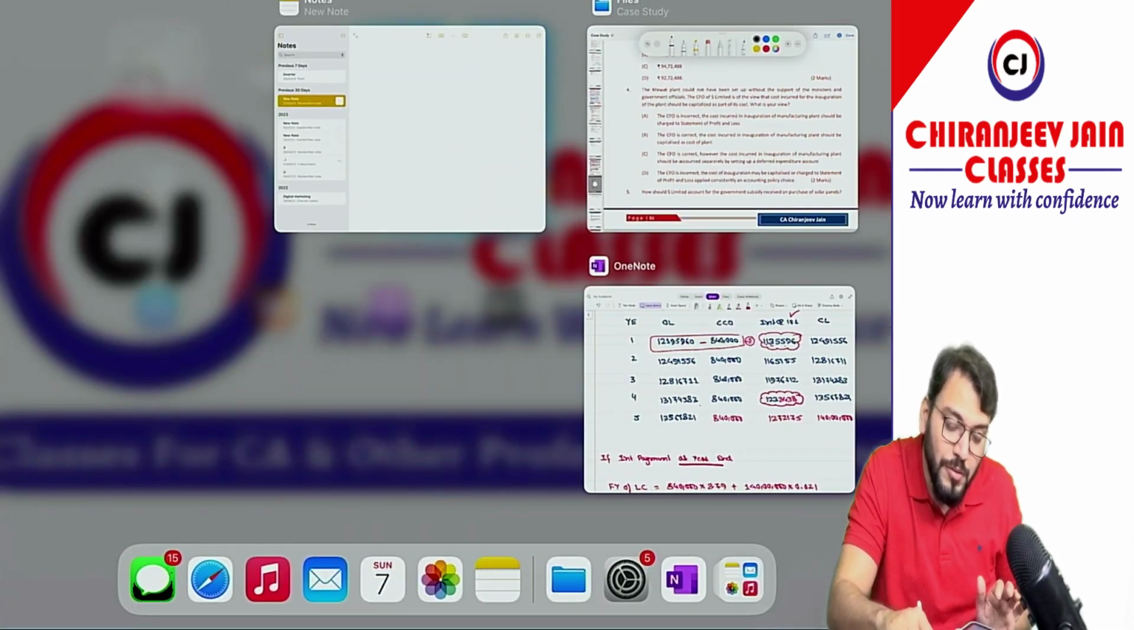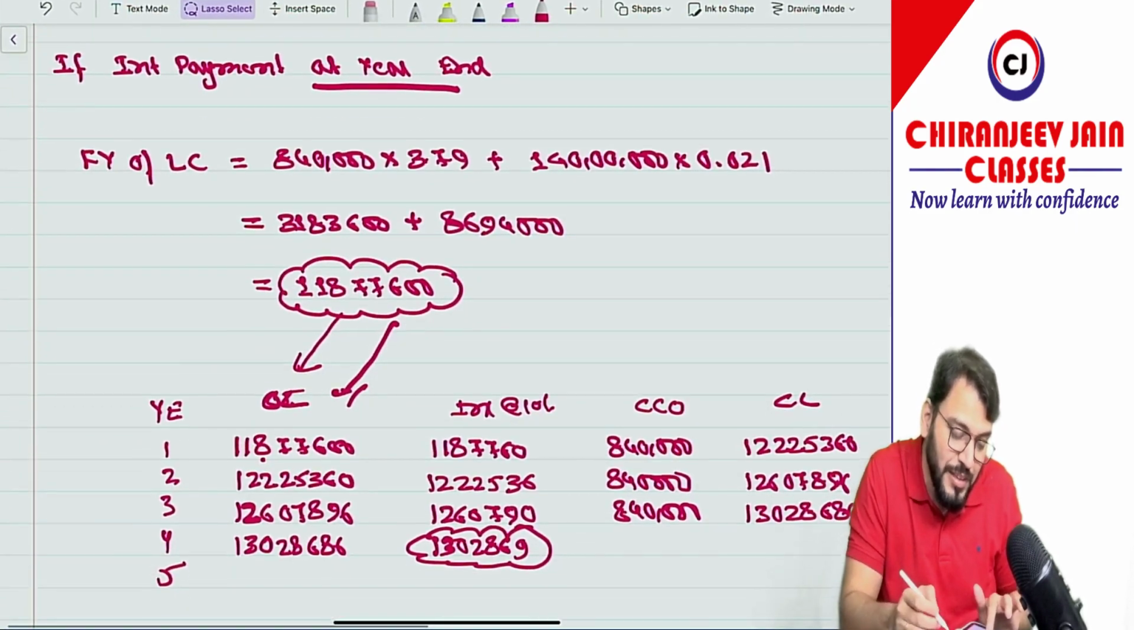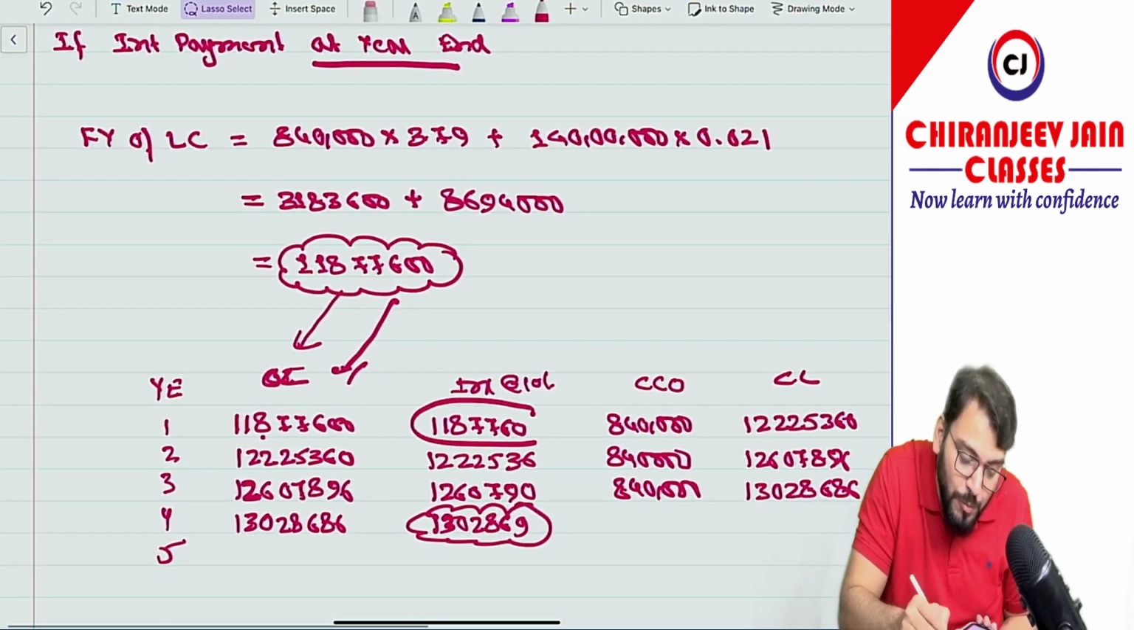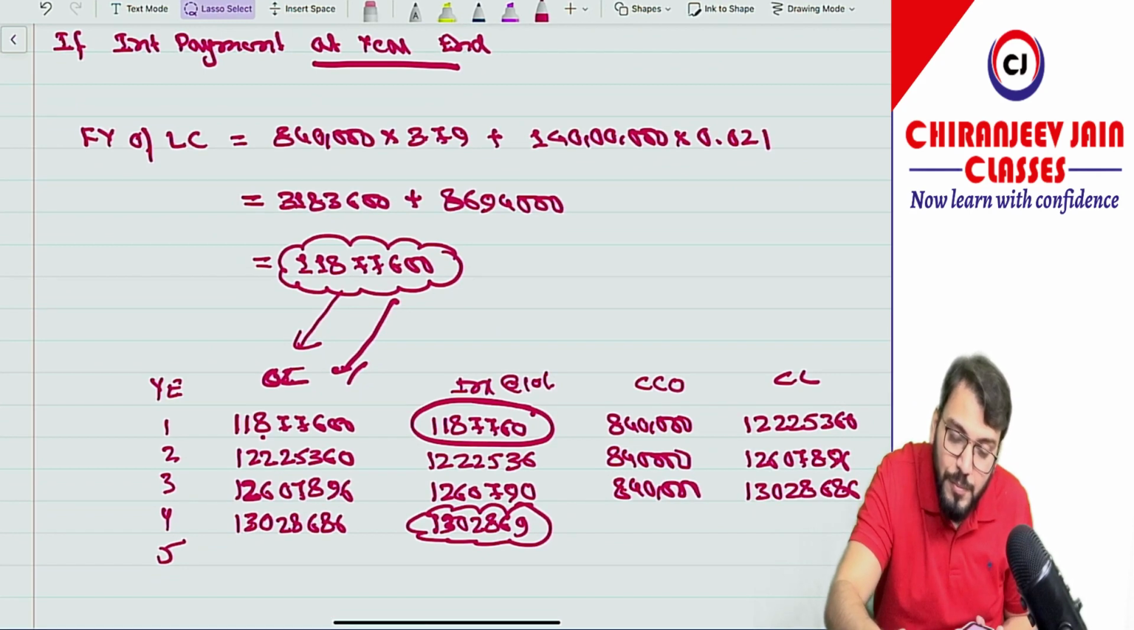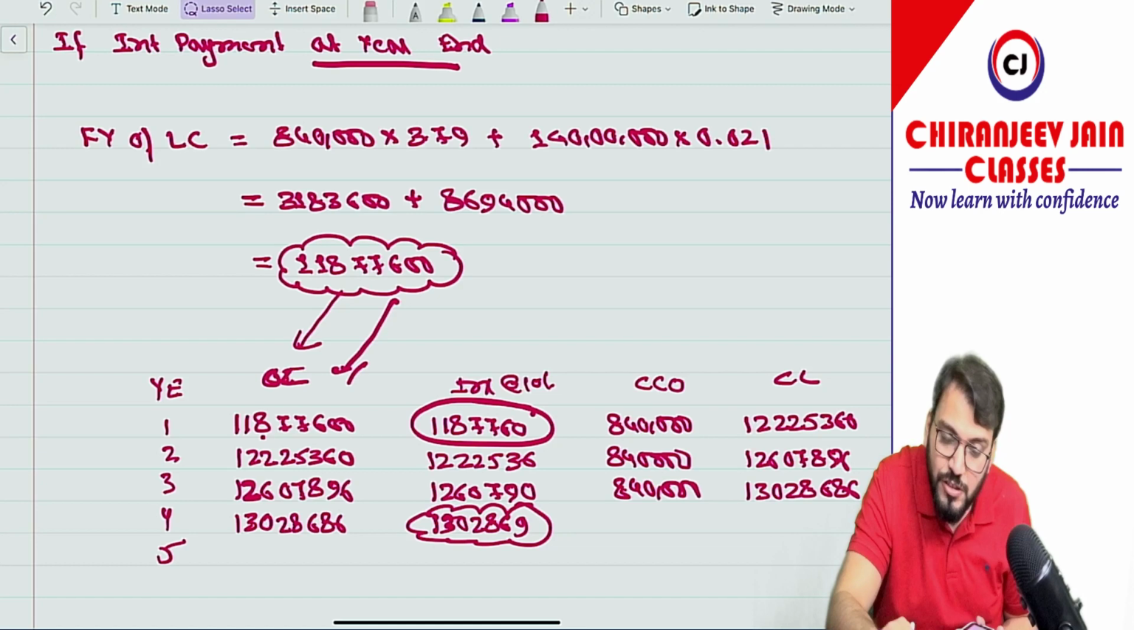But if you do it on that basis, let's see whether this answer has been given or not. So this will be your interest. So 80 lakh 50,000 plus 11,87,760.